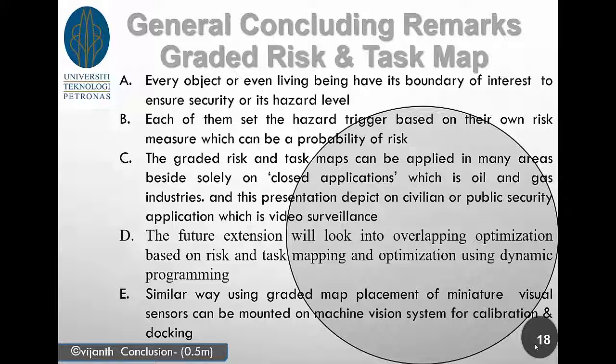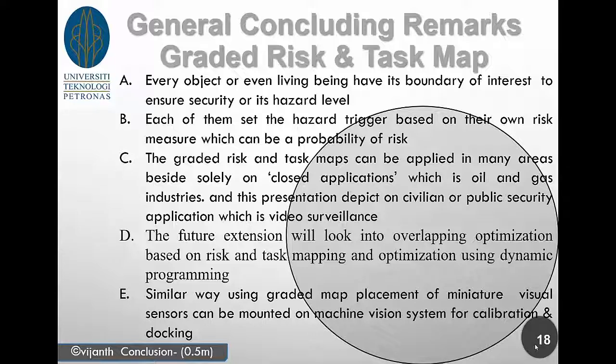Okay, I've got one minute, I'll conclude the slide. Every object or even living being has its boundary of interest. Each of them sets a hazard trigger based on their own risk measure, which can be a probability of risk. The graded risk or task map can be applied in many areas, not based solely on oil and gas, which is very much a close application. For future extension, we will look at overlapping. We don't look at overlapping here. We will also look at optimization using dynamic programming.